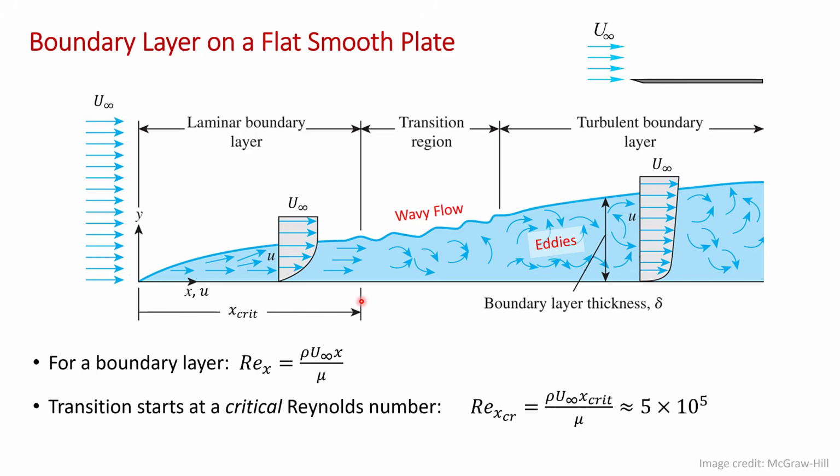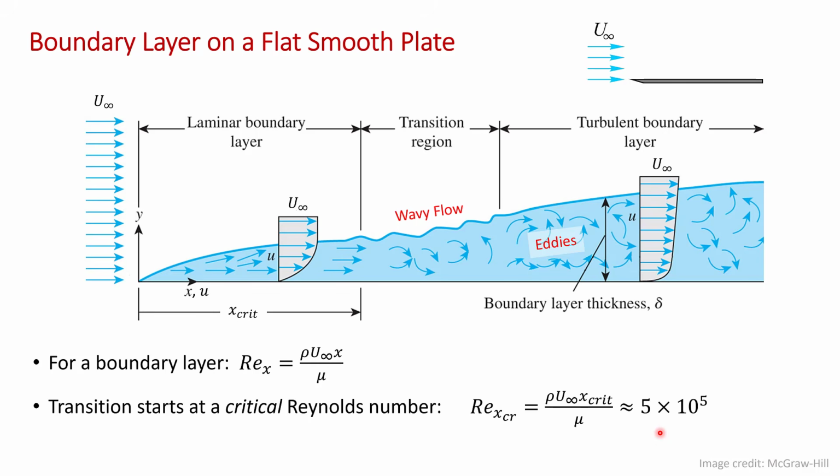The Reynolds number at which transition from laminar to turbulent flow starts is referred to as the critical Reynolds number. The distance where transition starts is denoted x crit, where critical refers to the fact that you're starting the flow transition. And for general engineering purposes, the rule of thumb is that transition starts at a Reynolds number of about 5 times 10 to the 5 for a flat plate.